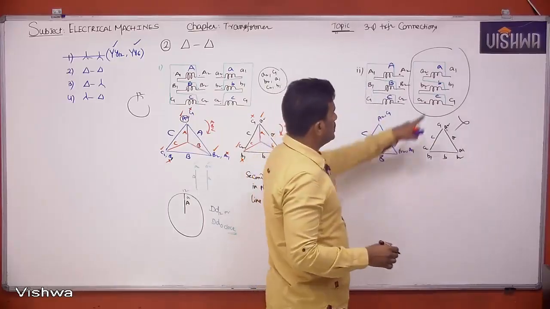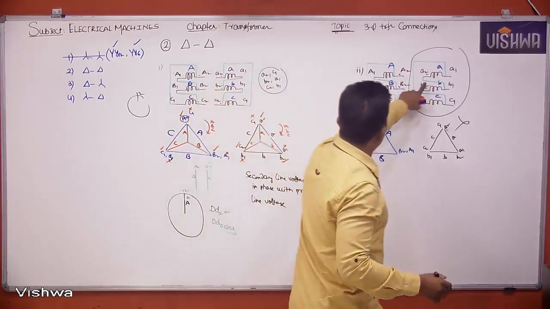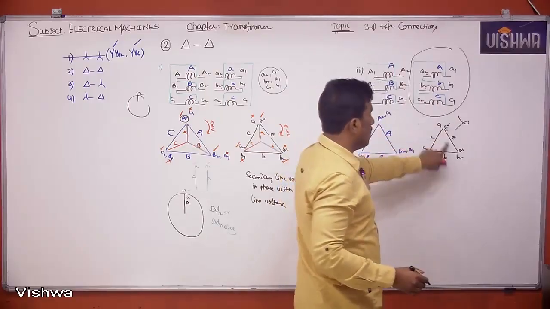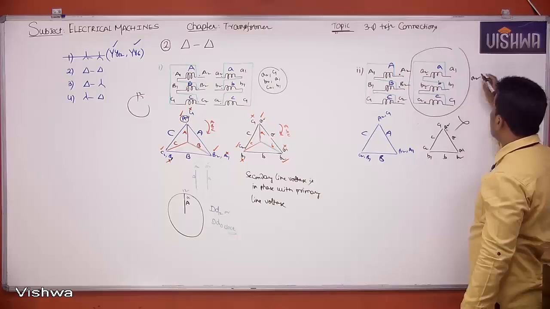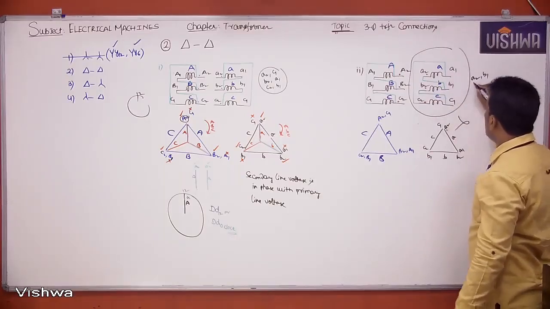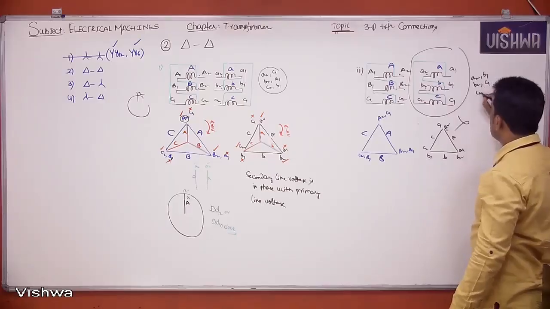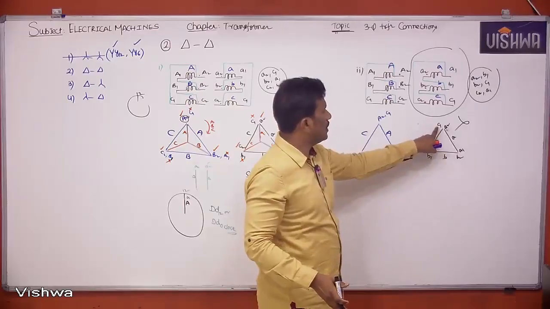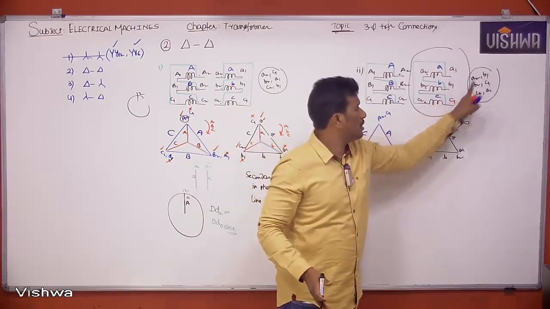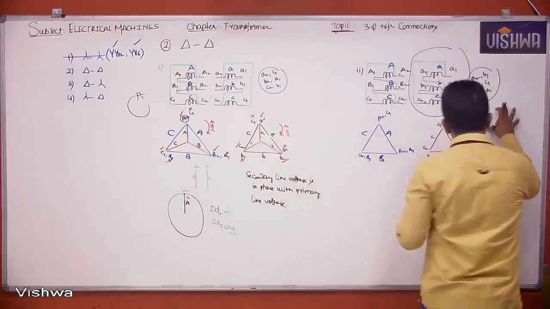Why? Because here, secondary, observe clearly, I am saying secondary I can say that it is a delta. Now it is also a delta only. But observe guys clearly. Here A2 is nothing but B1. B2 is nothing but C1. C2 is nothing but A1. But what you wrote here, A2 you wrote with C1, which is wrong. A2 should be with B1, not with C1. So the right one you have to draw from this wrong one.